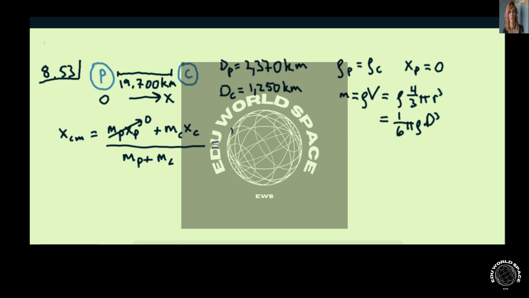Anyway, so we have 1/6 pi rho diameter of Charon cubed, and then 1/6 pi rho times the sum of the cubes of the diameters, Pluto cubed plus Charon cubed. And so you see the 1/6 pi rho factors cancel out as promised.